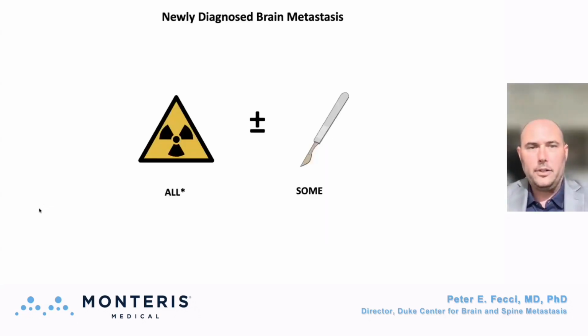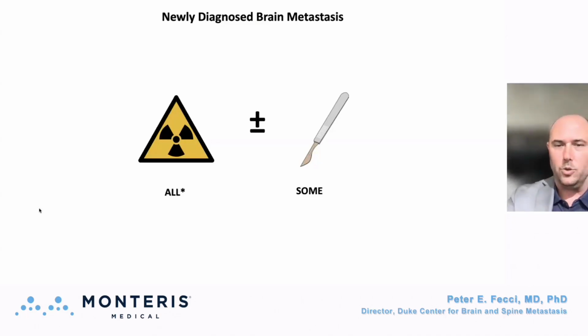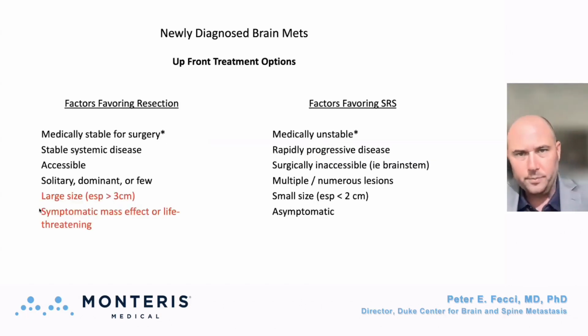Again, we harken back to our discussion of the standard of care in instances of newly diagnosed brain metastasis. All of these folks are going to get radiation. Most often, that's going to be stereotactic radiosurgery. Some patients are going to get surgical resection. Who are the patients that get surgical resection? It's really important to think about this because we're basically saying that we're going to exchange surgical resection for LITT. So let's make sure that our goals of treating are the same.